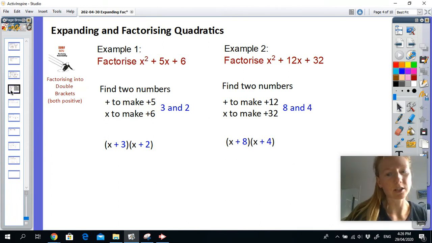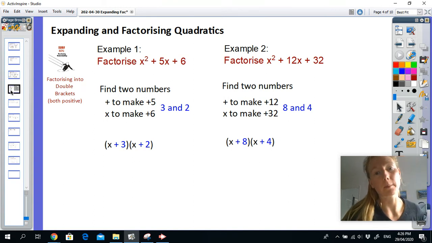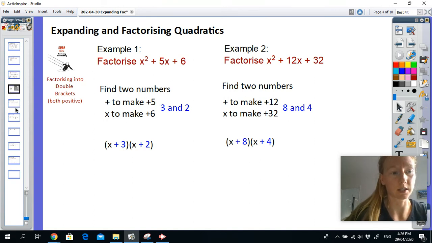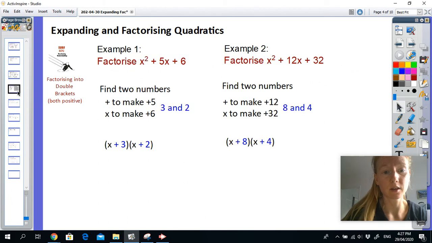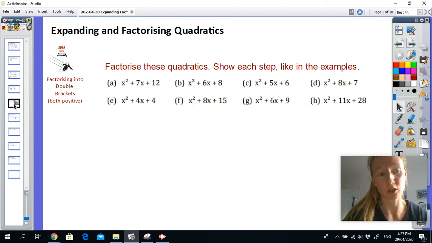Now I'd like you to have a go at doing a few of those yourself. You can come back to this example slide as many times as you like. So there are 8 there that I'd like you to have a go at, please, showing, just like I have, the two numbers that you're finding every time. Once you've had a go at those, you can come back for the answers.